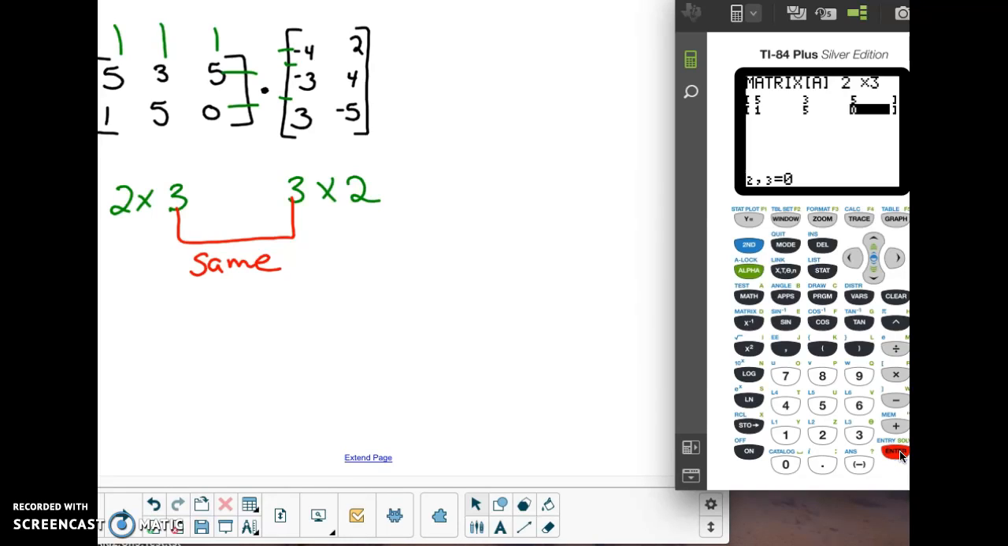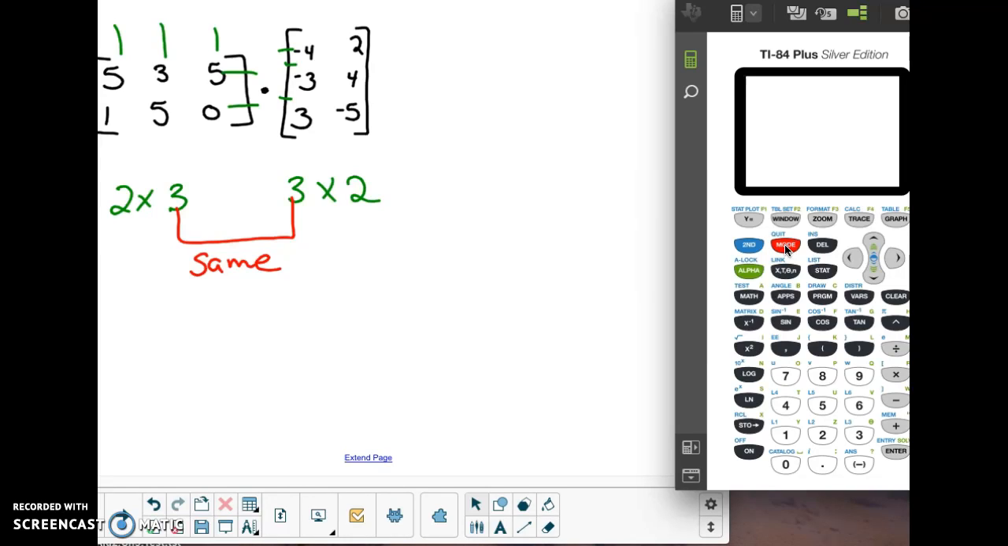And then I also want to put in matrix B. So second matrix, edit, because we're going to type it in. And B is a 3 by 2, which we already have listed. So when I put the numbers on there, we're going to have -4, 2, -3, 4, 3, and -5. And then I'm going to do second quit.